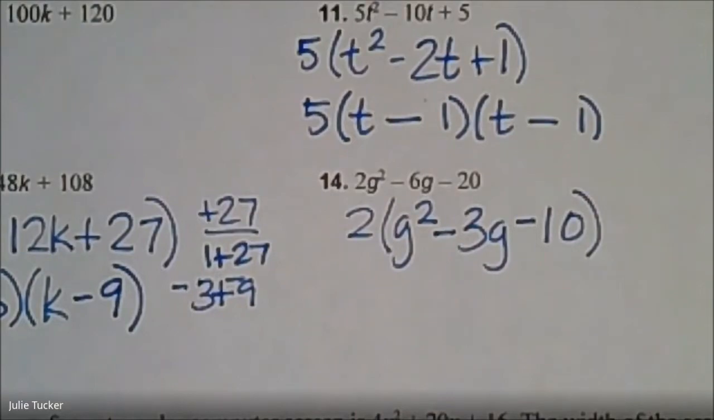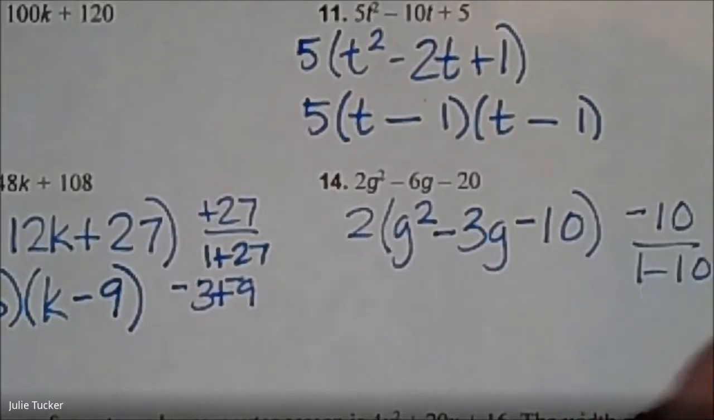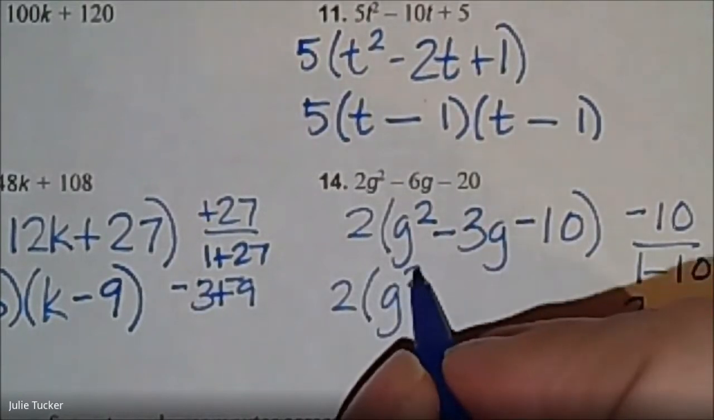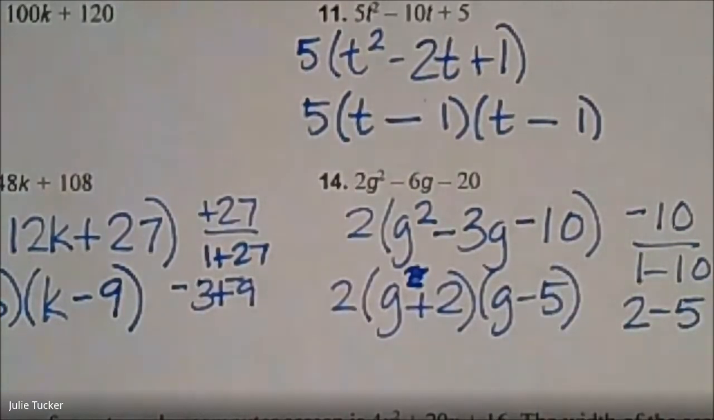Okay. So over to the side, what do I write? Good. So 1 minus 10 is negative 9. That's not it because it's 3. 2 minus 5 is negative 3. So that's it. So 2 parentheses g squared. Oops, I messed up. I'm sorry. G plus 2, g minus 5. There we go.